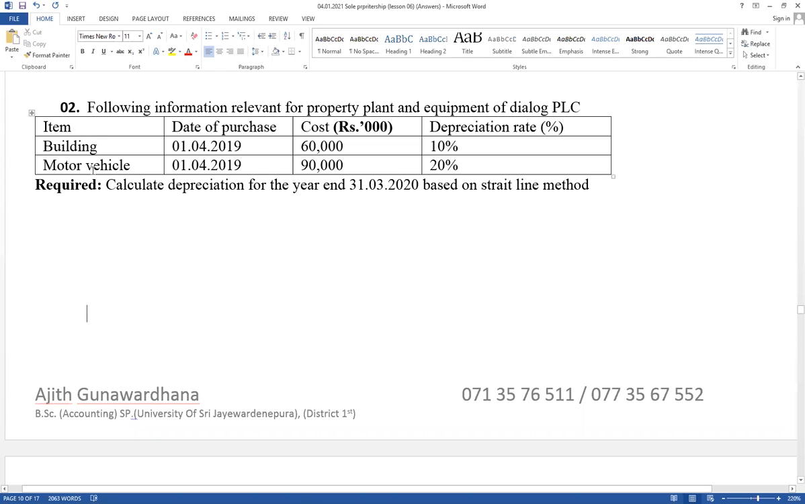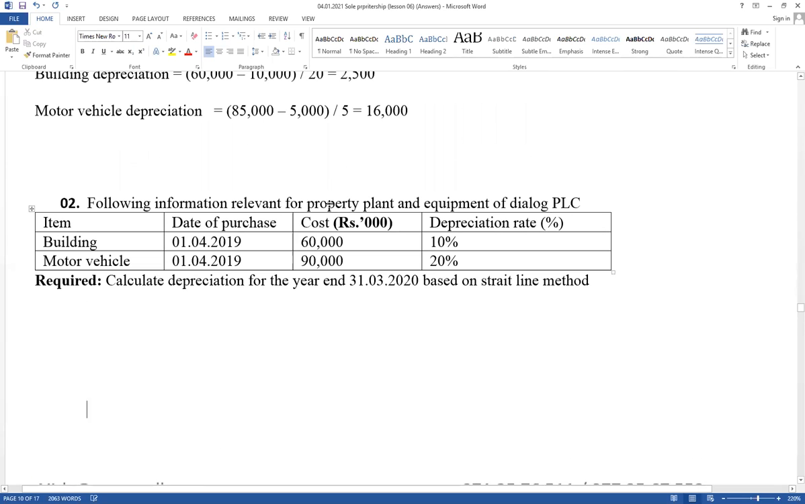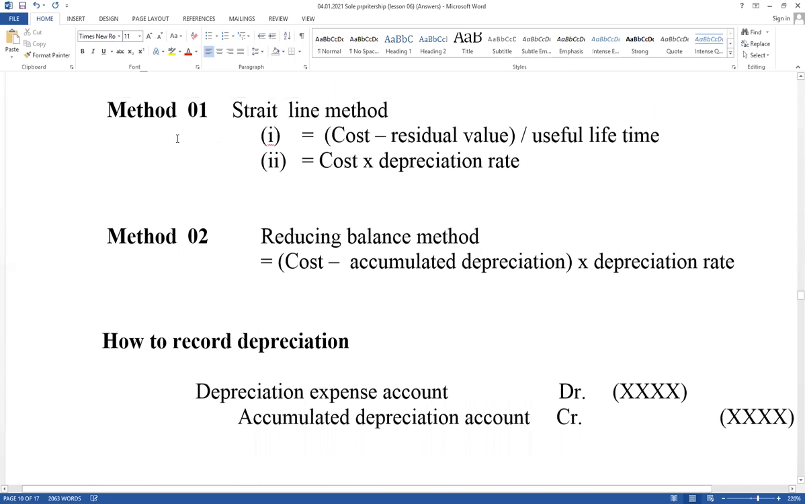But now it has given a depreciation rate. Cost value is given. Not given residual value, not given useful lifetime. If it has given a percentage, cost value into percentage. That is the way we have to calculate depreciation, straight line basis. Therefore, building depreciation and motor vehicle depreciation. Think about this equation. Think about straight line basis.